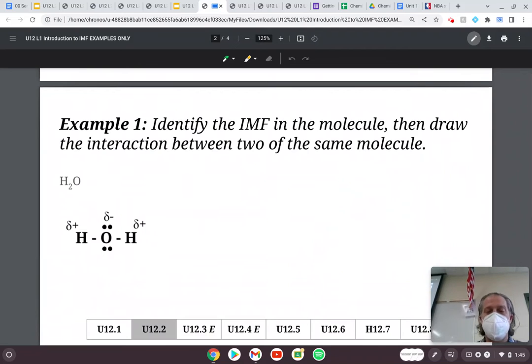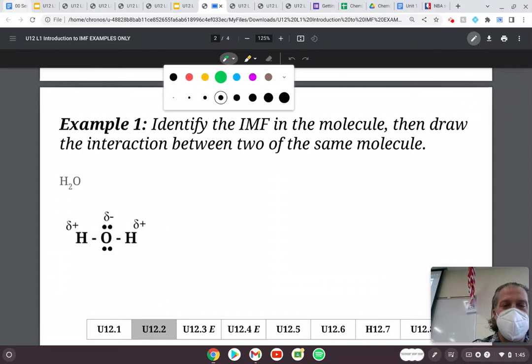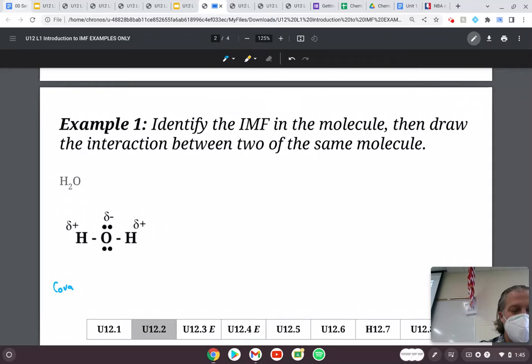And there's a couple of things that we need to be able to do first. So one of those things that we're going to do first is take a little bit of time to identify what is occurring or what type of molecule we have. So I can tell that this molecule here is a covalent molecule, because it's a nonmetal and a nonmetal. So we have hydrogen and oxygen, both nonmetals.